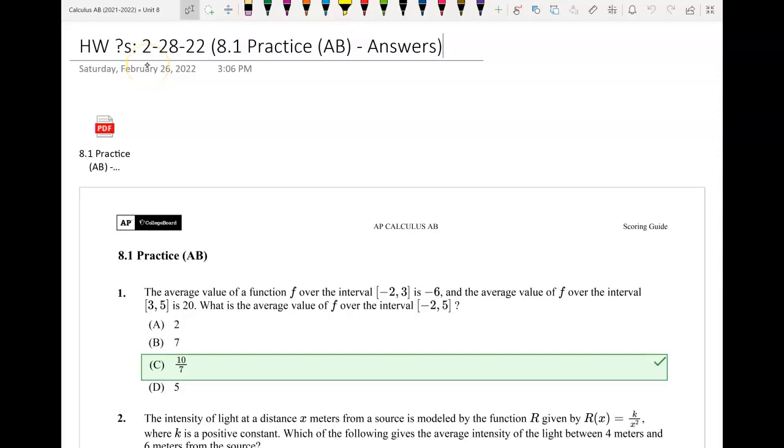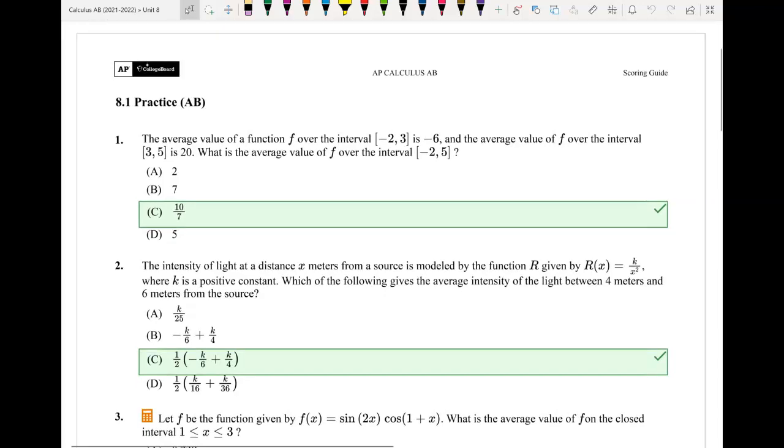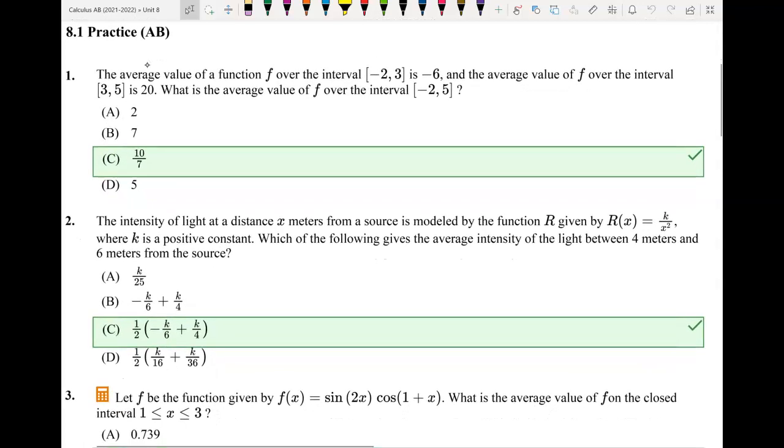Number 1. Average value of a function over the interval is 6. Yes, this is a fun one. So they don't give us a function, right? But do we know the formula for an average value?